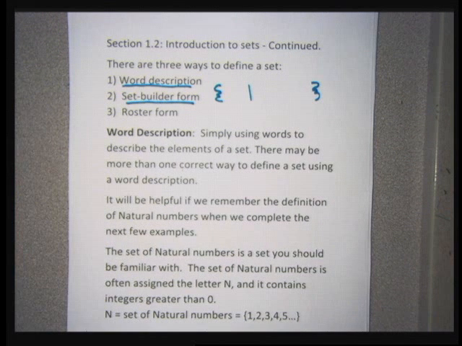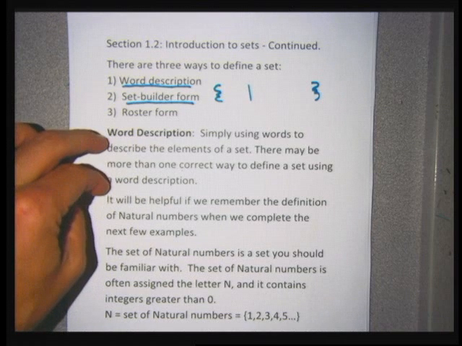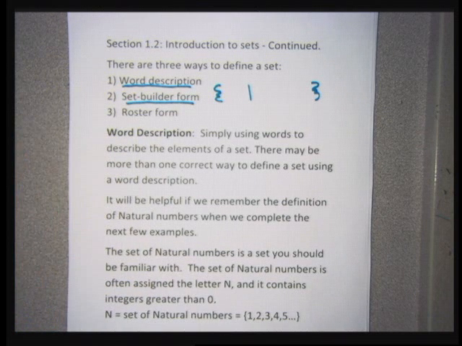So word description is probably the most basic way to define a set. It's just using words to define or describe the elements of a set. And the thing about word descriptions is there's a heck of a lot of correct word descriptions. If somebody asks you to create a word description for a set, as long as somebody that reads mathematics could read your word definition and produce the elements in the set that you're describing, your definition is fine. So when we go through the homework, when we're asked to write a word description of a set, your answers could look pretty remarkably different than mine, but yet still be correct.